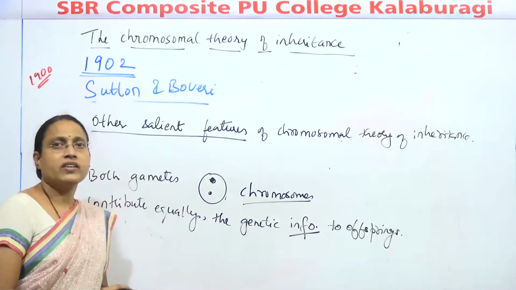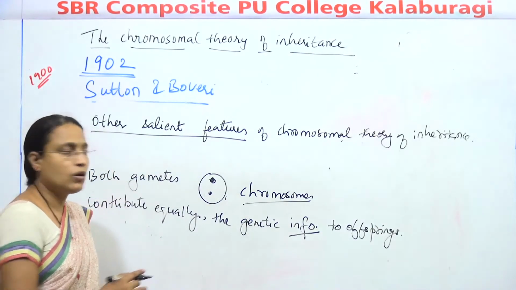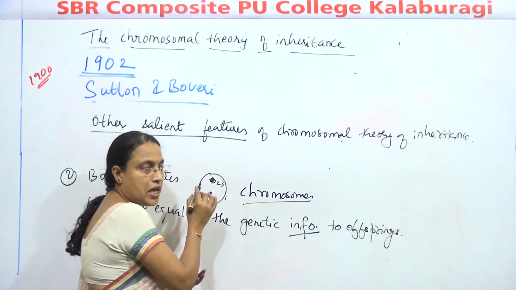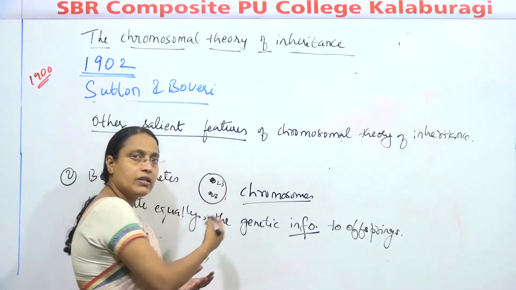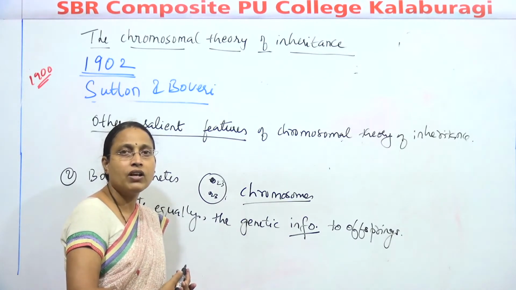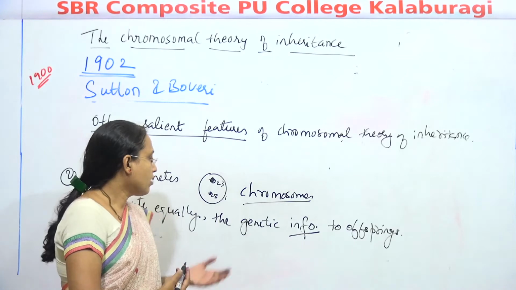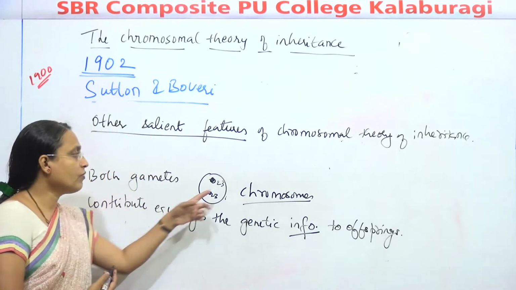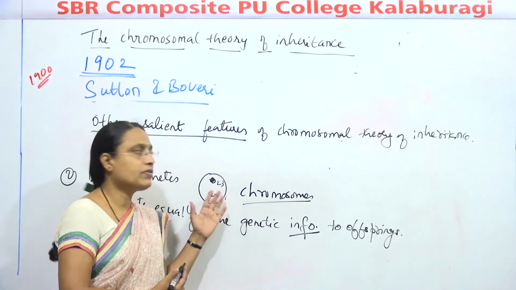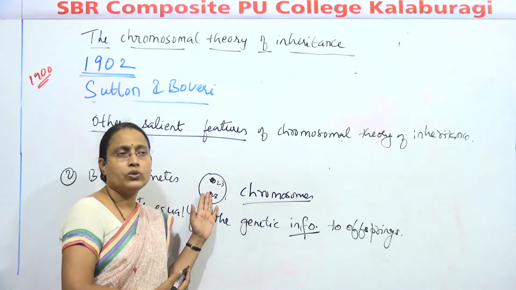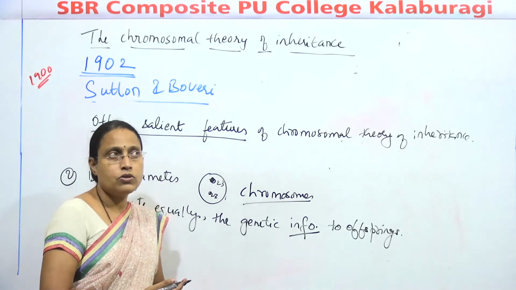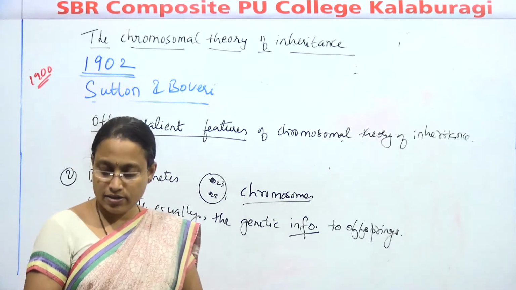How do they contribute equally in terms of chromosomes? You can explain: 23 chromosomes are present in the ovum, and the nucleus contributed by the sperm is also 23. Almost equal chromosome contribution is there, so it ultimately becomes diploid. So the diploid condition is maintained after fertilization. Therefore, there is equal contribution from both ovum and sperm to the genetic information after fertilization. So this is another salient feature of the chromosomal theory of inheritance.